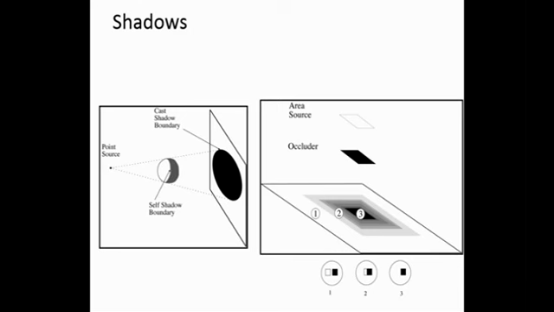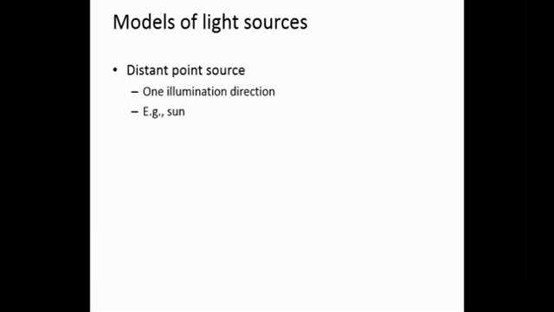With a point source, you get a sharp shadow. With an area source, you tend to get a more fuzzy shadow. The sky is a huge area source. So on a cloudy day, you won't really have a sharp shadow at all, or any shadow.